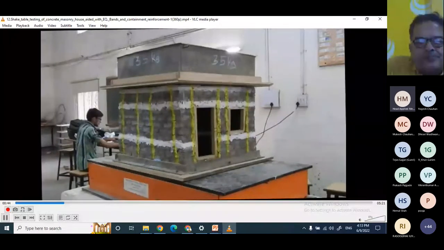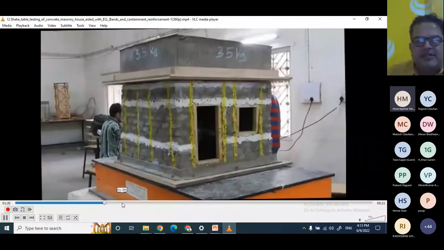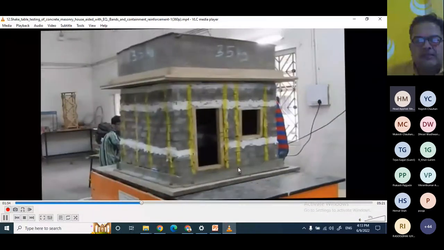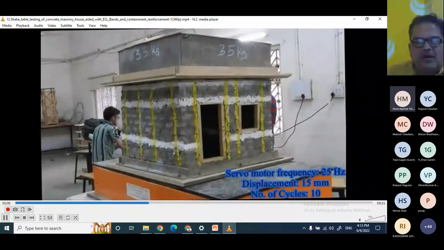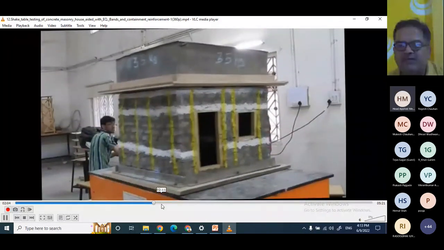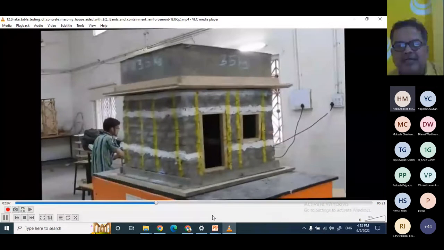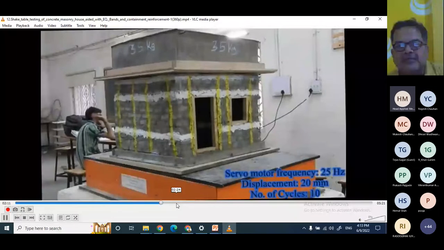You'll see what will happen. We're increasing the frequency, right? The frequency is increased, and now you can see the previous structure was almost collapsed at this particular frequency, 25 hertz. Now we are going for the higher frequency and still your structure is intact. So this is definitely advantageous, right?